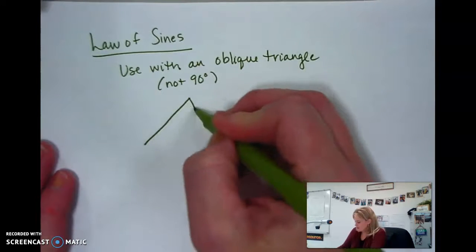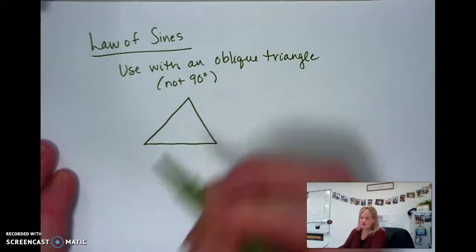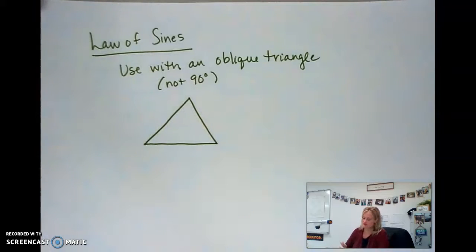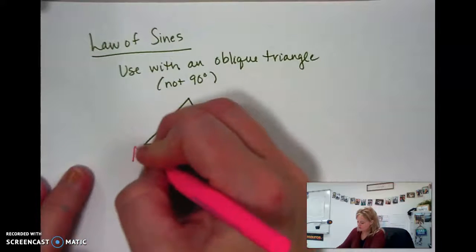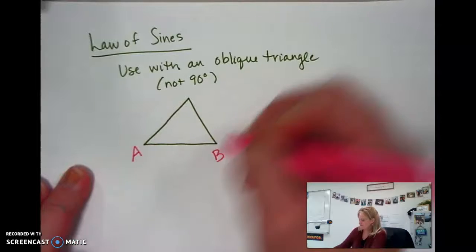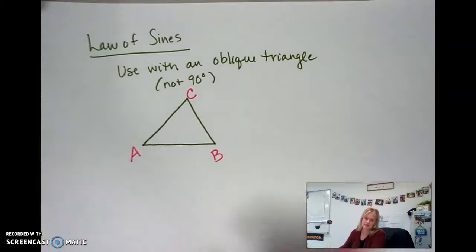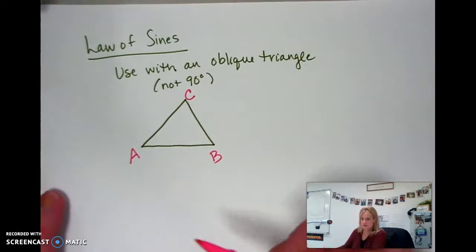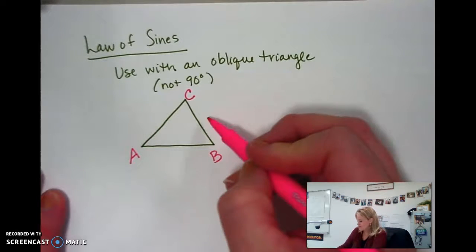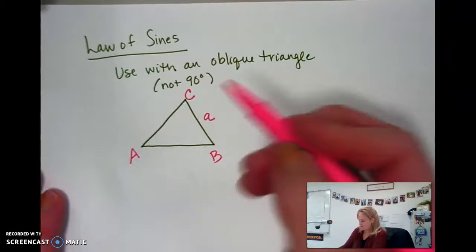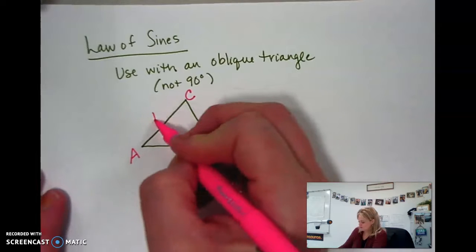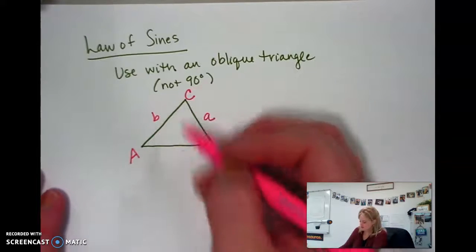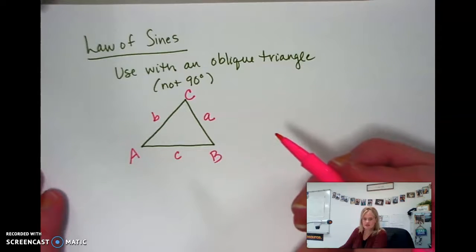And the main thing is understanding how we're going to label this triangle. Now, our angles are labeled with capital letters, and our sides are labeled with lowercase letters, and they're opposite of where the angle is. So if this is angle A, this is side A. If this is angle B, this is side B. If this is angle C, then this is side C.